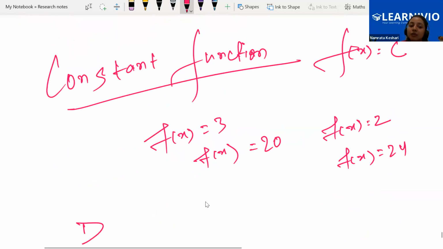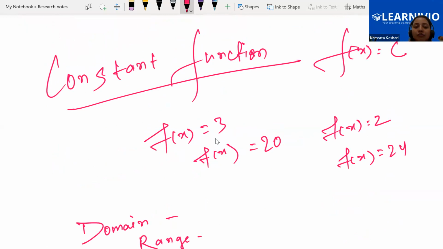Can you tell me what will be the domain and range of this constant function? What are the possible x values? Natural numbers. What did you say, Naufal? Natural numbers. Can you see any x over here?